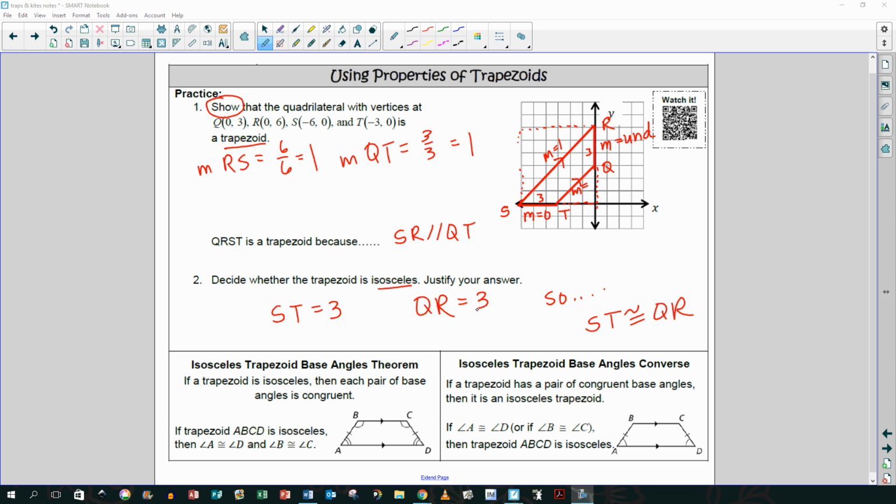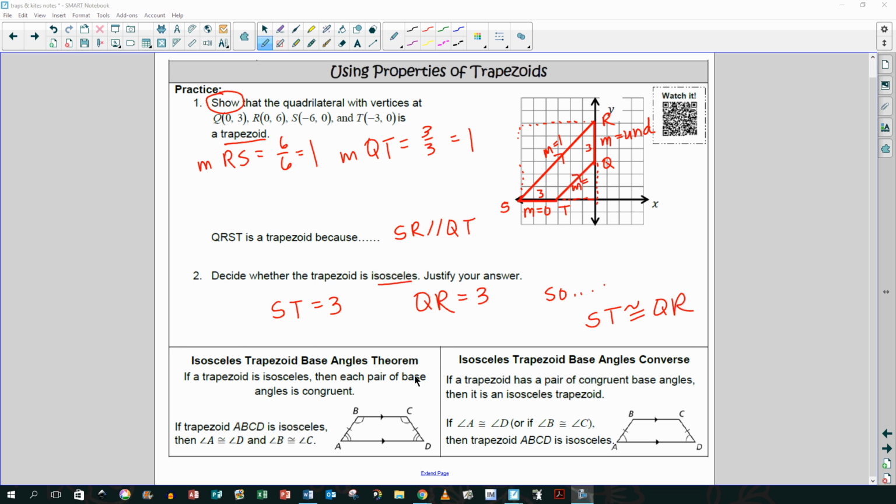All right. Now here at the bottom is just two theorems. Do y'all remember when we did if P, then Q? This one is if Q, then P, because it's the converse. Okay. So basically this one says if you have an isosceles trapezoid, then base angles are congruent. This one just said, well, if you have congruent base angles, then it's an isosceles trapezoid. So one way or the other, it still means the same thing.